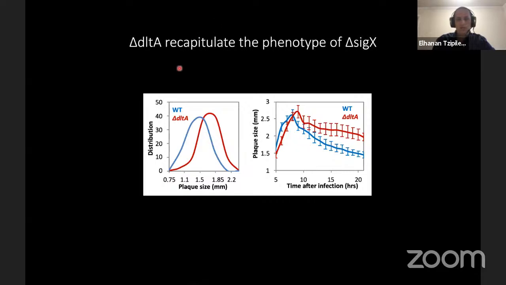Further corroborating the role of DLTA in plaque constriction came from the fact that DLTA essentially recapitulates all the phenotypes of the SigX mutant: it has larger plaques. It is also perturbing plaque constriction.